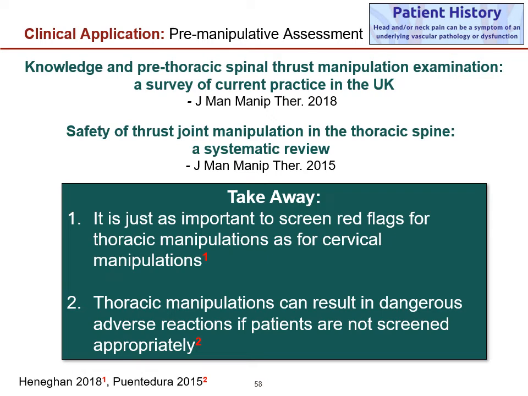And two seminal articles that have highlighted this are shown here, both published in the Journal of Manual and Manipulative Therapy. So the big takeaways from these, the first being a survey of current practice within the UK, as well as a systematic review of the safety of thrust joint manipulation of the thoracic spine, are one, that it's just as important to screen for red flags for the thoracic manipulations as it is for cervical. And second is that the thoracic manipulations can also result in dangerous and or adverse reactions if patients aren't otherwise screened appropriately. What it doesn't necessarily provide is a streamlined or evidence-based workflow that is comprehensive as much as has been delineated for the cervical spine.